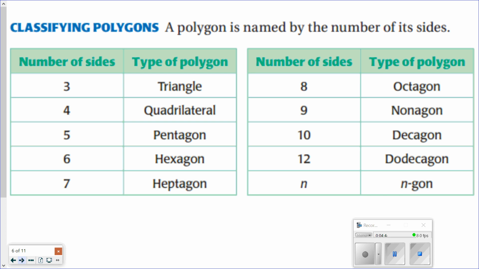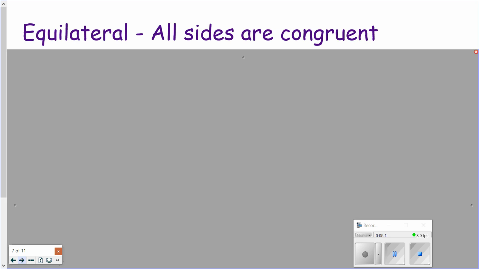3 through 10 is where you should definitely know the names. Anything above 10, I'm not going to quiz you or test you over, but a 12-sided polygon is called a dodecagon. And then anything above 12 you just kind of use the number. So a 13-sided polygon would be a 13-gon. A 20-sided polygon would be a 20-gon. So you kind of follow that pattern. Equilateral means all sides of the polygon are congruent.